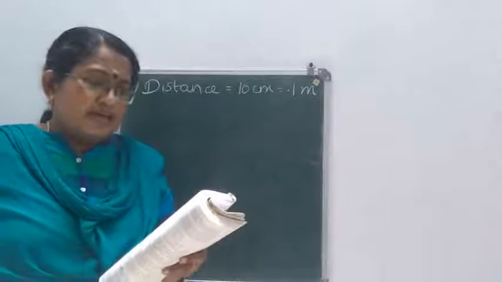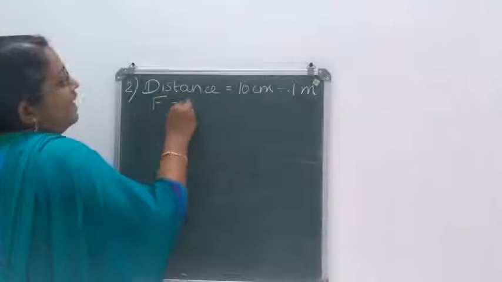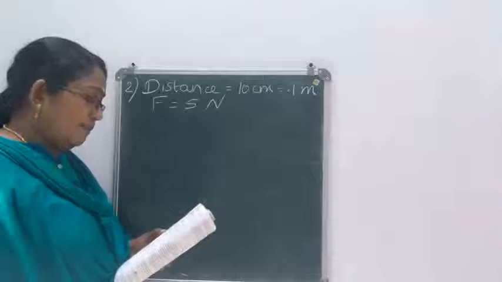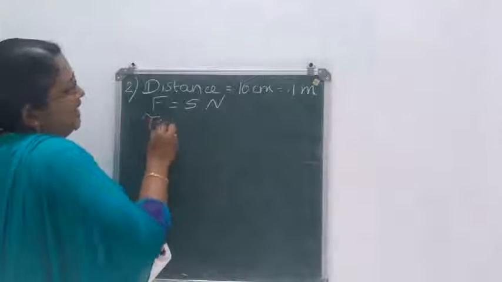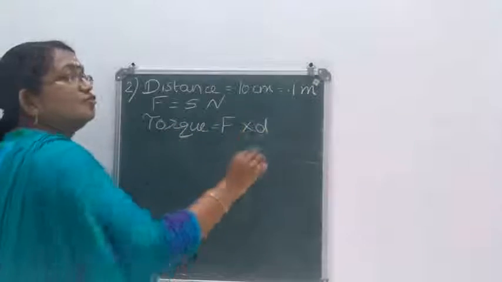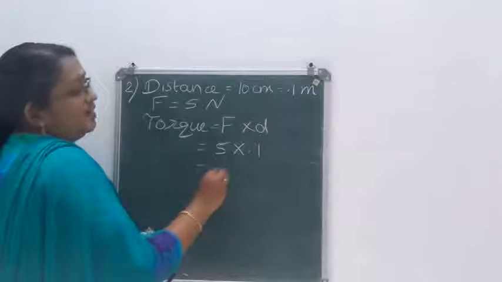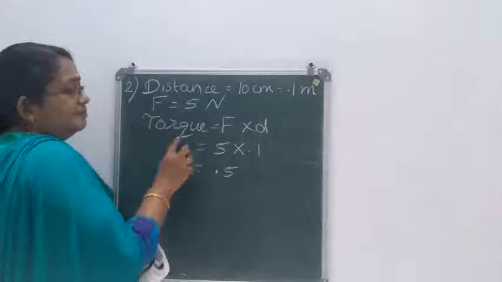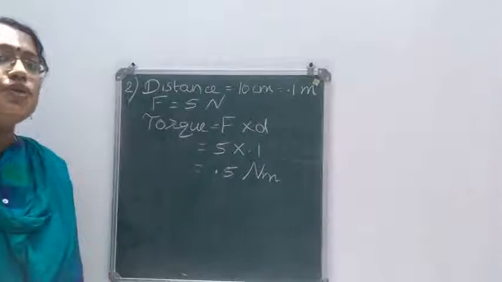Now, if the least force required is 5 Newton, that means F is given as 5 Newton. You are asked to calculate the moment of force needed to turn the nut. So, moment of force, I'll write it as torque. Okay. Moment of force is equal to force into distance. Force is 5. Distance is 0.1. 5 into 0.1 is 0.5. Then, it is torque. Newton into meter, which is equal to Newton meter.